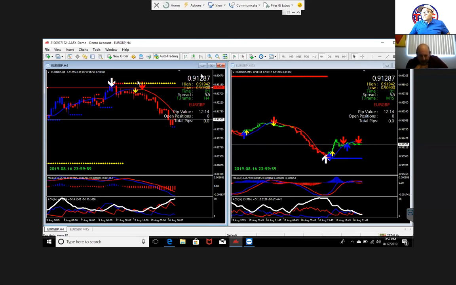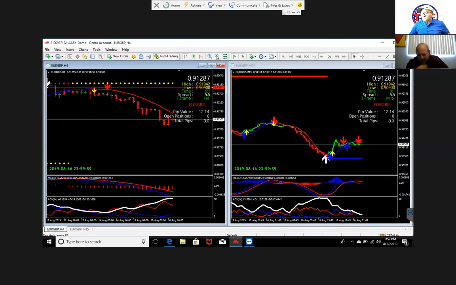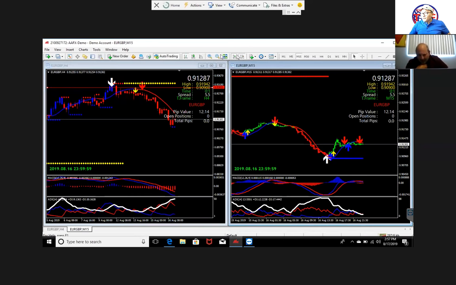Now, this is the same pair. 4 hours, same pair, 15 minutes. These 2 dots represent what in your lower time frame? The 2 dots are 8 hours, which is, my math is terrible, but 4 times 8, 32 blue dots. Let me make it bigger.